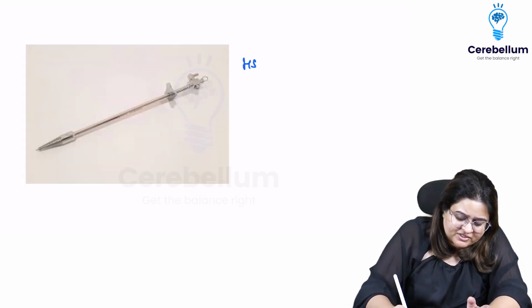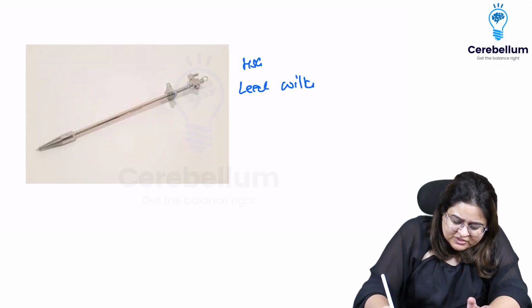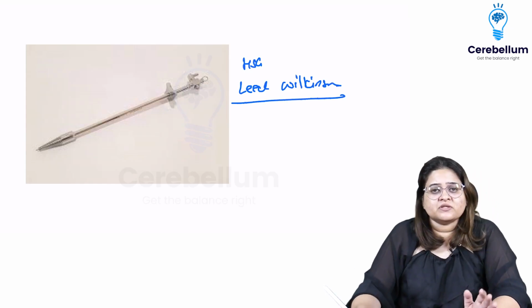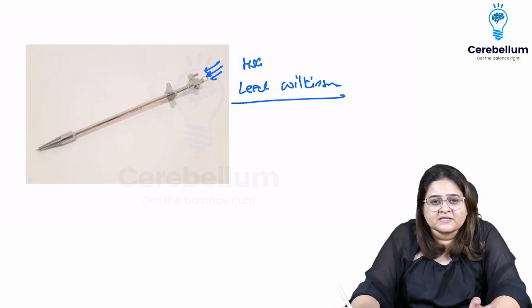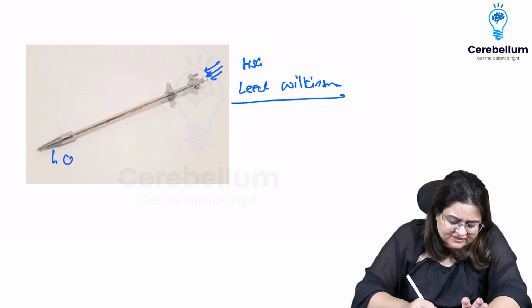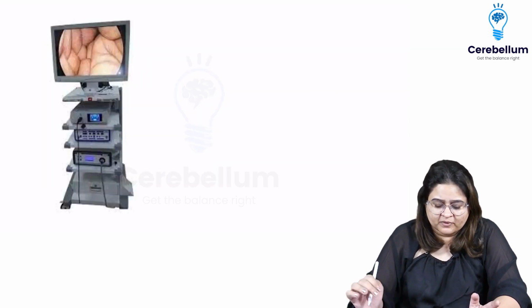What is this? This is an HSG cannula called a Leech-Wilkinson cannula, which is used in HSG. Not only HSG, it's used in laparoscopic chromotubations and saline infusion sonographies. It is basically used to inject the dye through this end. This part goes inside the cervix, and the dye will reach the uterus and the tubes through this instrument.